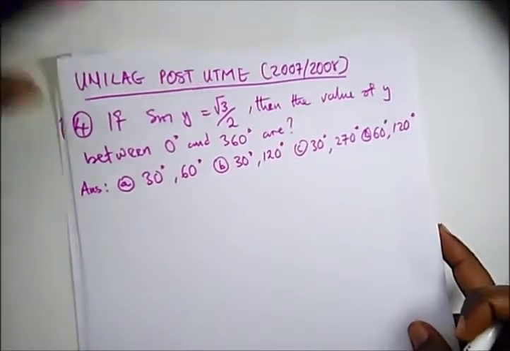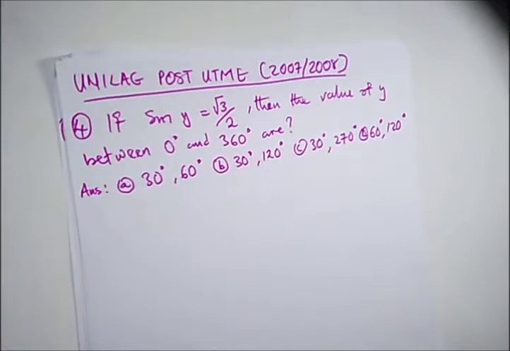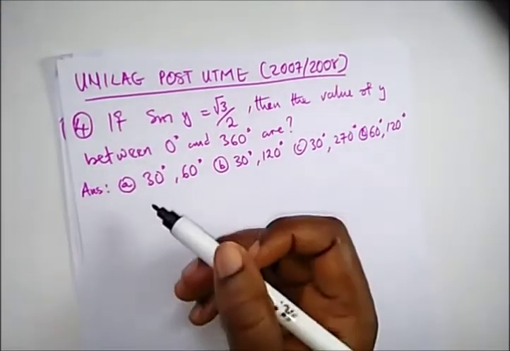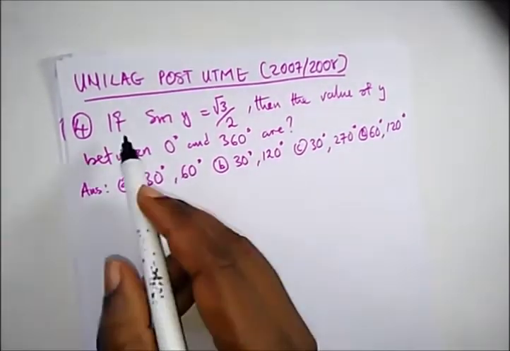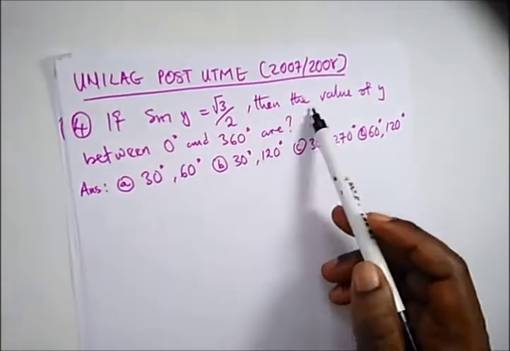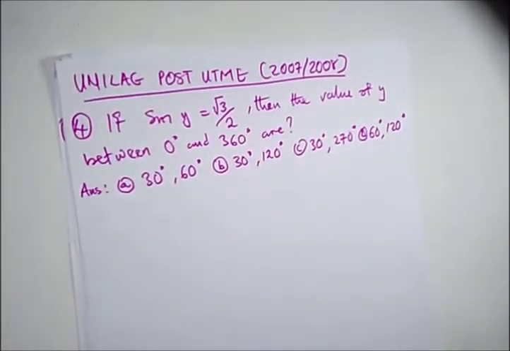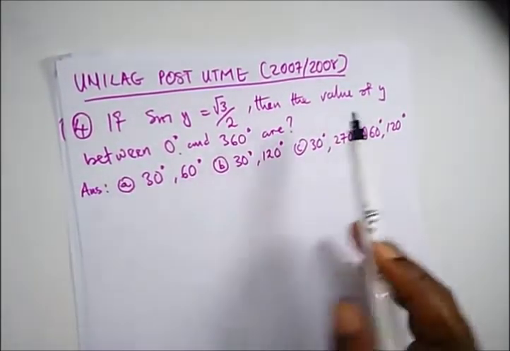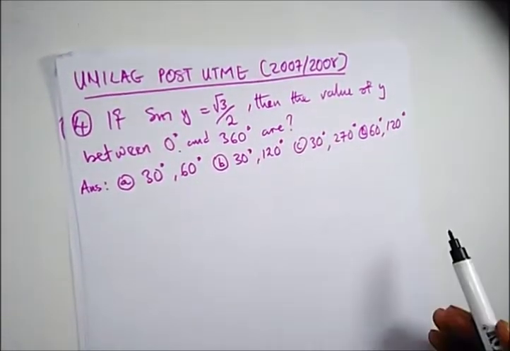So here we have another question from the same UNILAG Post-UTME. I'm solving the 15 questions, so this is going to be quite a long video. So here it says if sine y is equal to root 3/2, then find the value of y between 0 and 360.